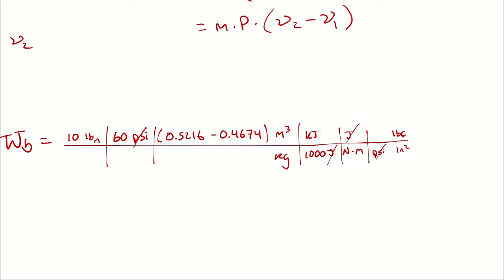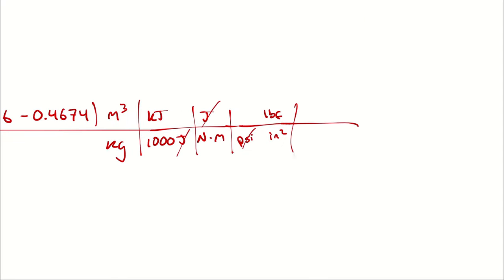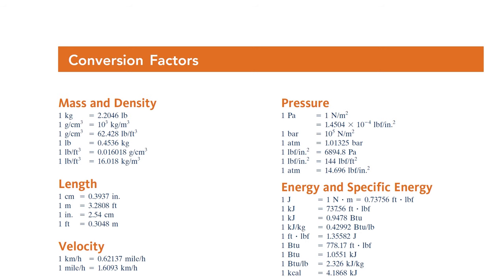So those will cancel. And then again, the pound of force and the newton can be converted, and the kilogram and the pound of mass can be converted. So for that, we will go to our conversion factors sheet, and it says that a kilogram is 2.2046.